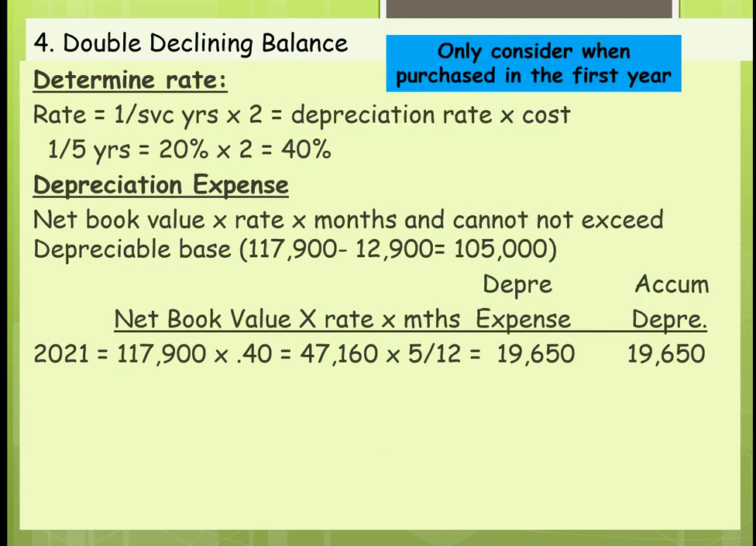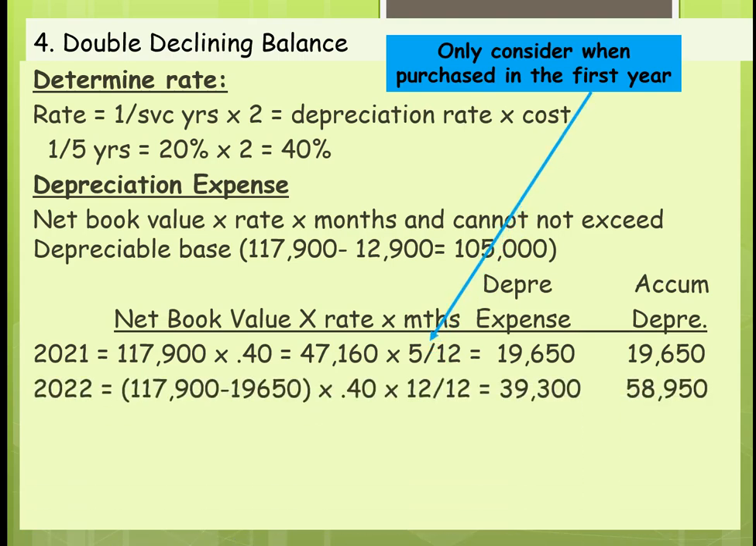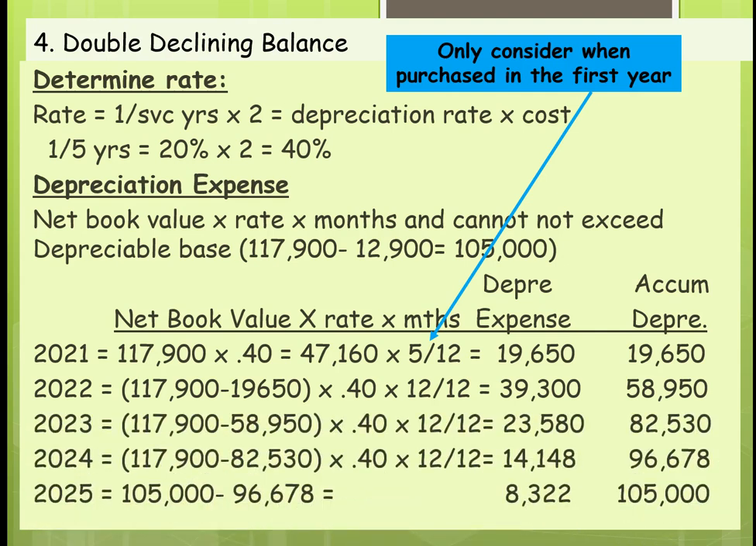Year 2. You're going to take 117,000 minus your accumulated depreciation, because it's always net book value times 40% times 12 twelfths, because it's the whole year. And you're going to keep doing that. But remember, keep track of your accumulated depreciation, because it cannot exceed 105. So in this case, in the 5th year, it's a plug. Now that concludes part 1.